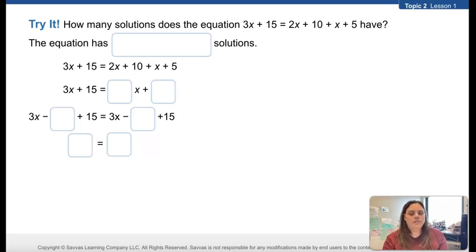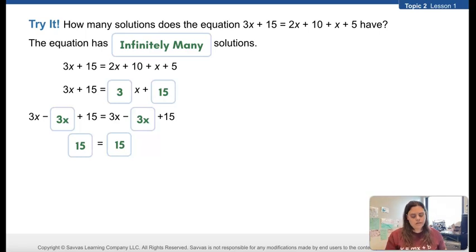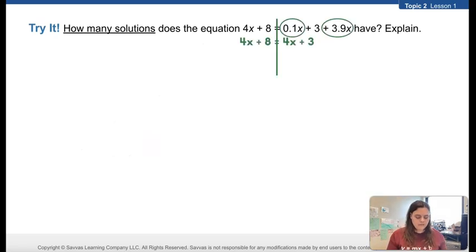With our problem here, we're going to combine like terms. 2x plus x is 3x, and 10 plus 5 is 15. Then we're going to subtract 3x from both sides, and we end up with 15 = 15. So this tells us that the equation has infinitely many solutions.